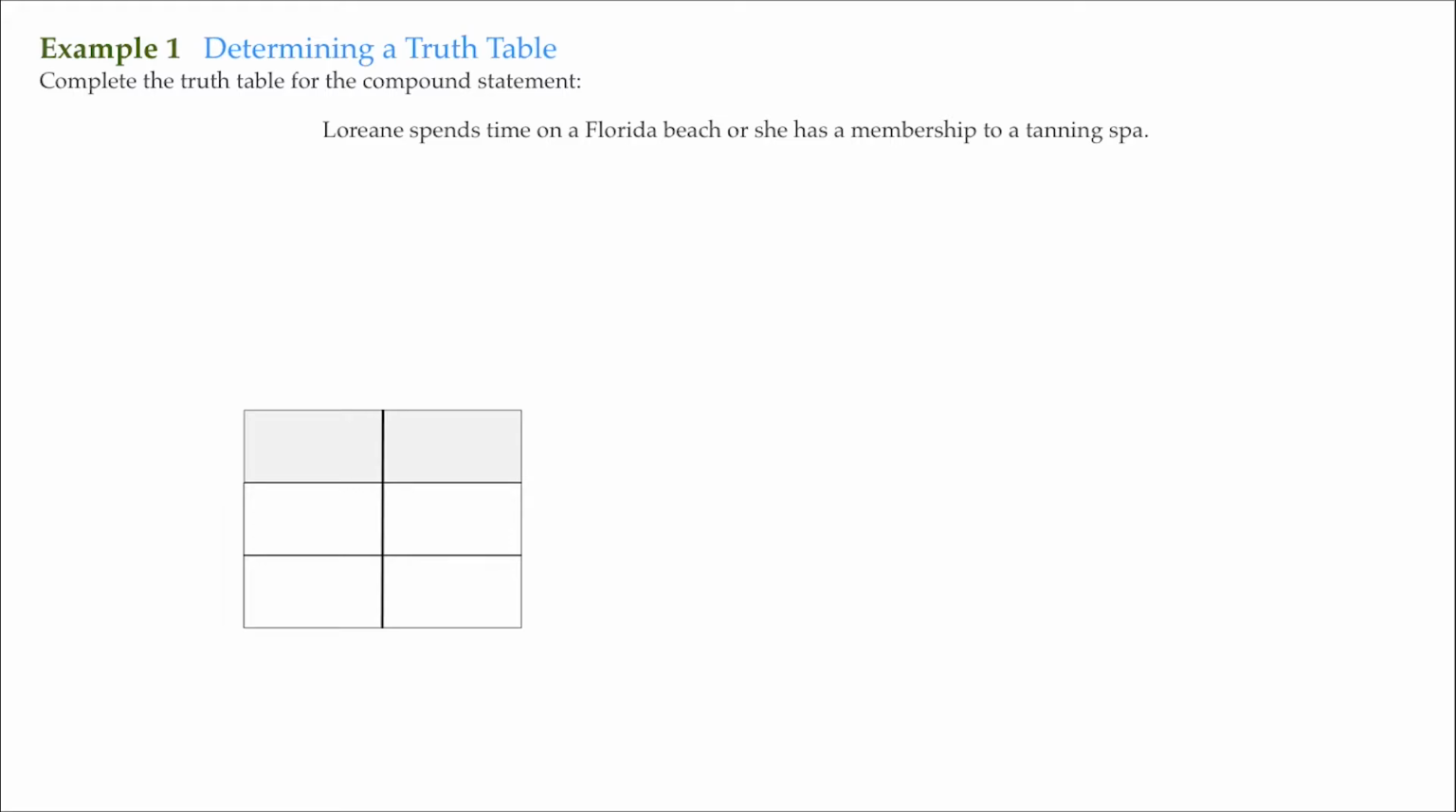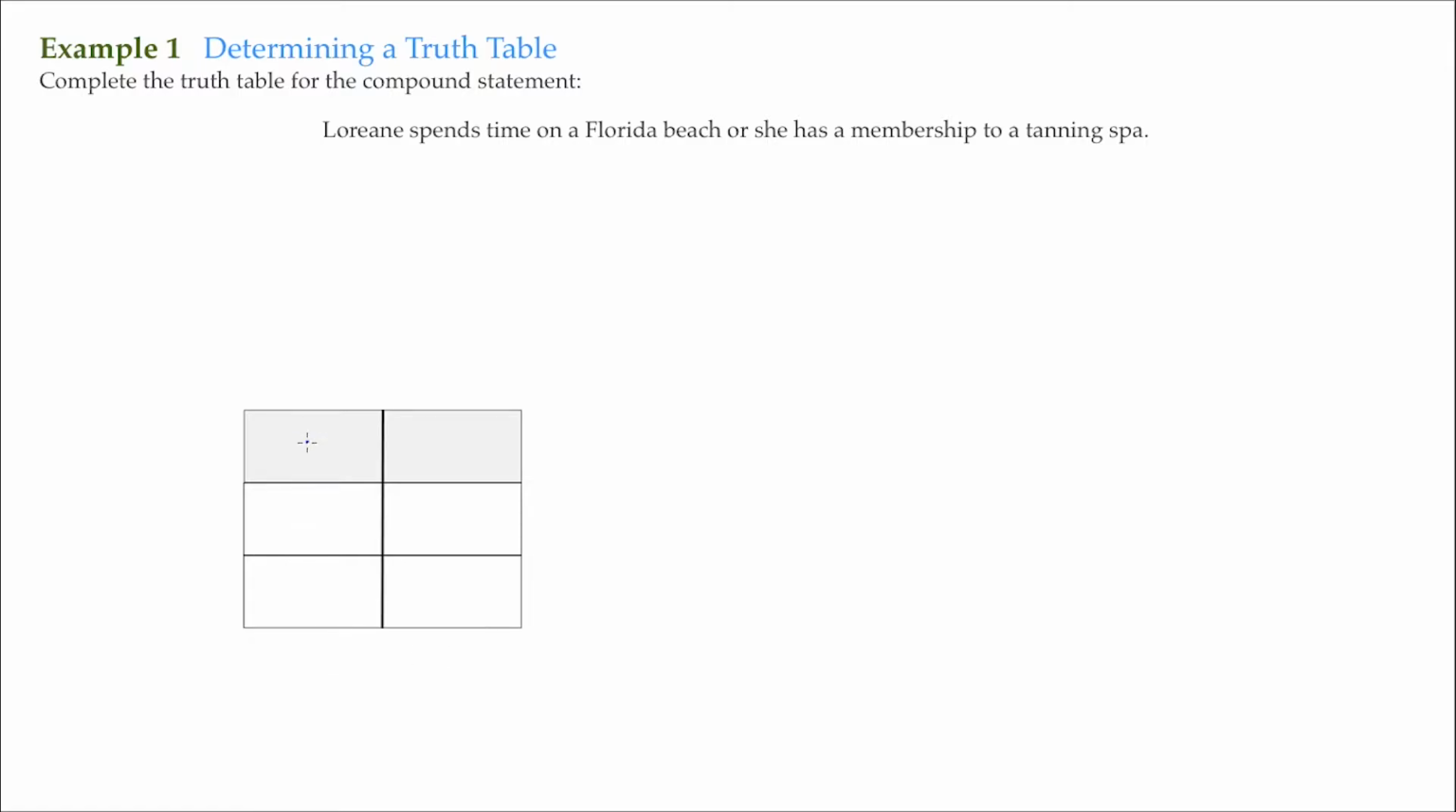In this example, we are going to construct a truth table for this compound statement here. But before we do that, let's review the 5 basic truth tables. The first and most straightforward truth table is for a negation. And for convenience here, I have a table already drawn here.